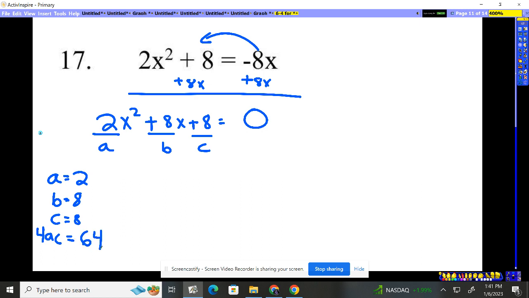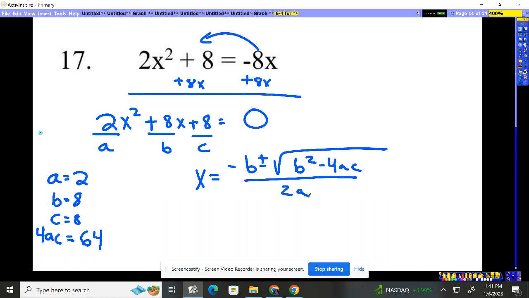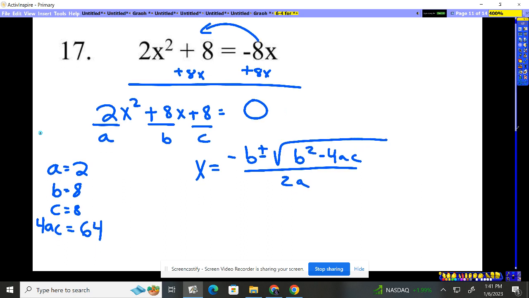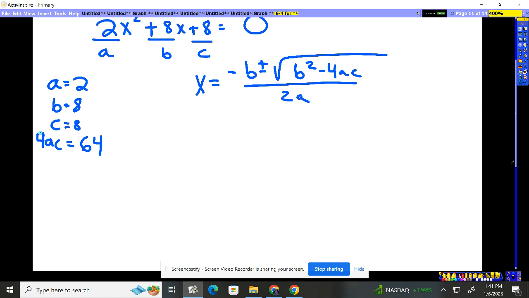Now, the quadratic equation is x is equal to the opposite of b plus or minus square root b squared minus 4ac all over 2a. And all I got to do is plug in the a, b, and c value, and it's going to tell us our answer here. So let's do that.